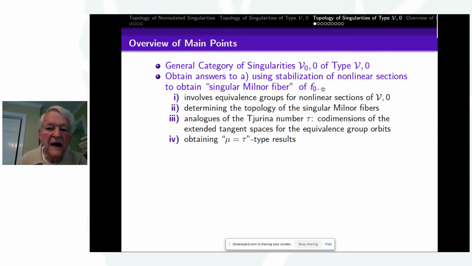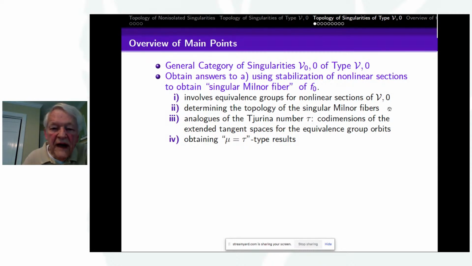And in fact, this goes back to work David Mond did when he was looking at maps from C2 to C3, and he was stabilizing the germs, and the corresponding discriminants that he got from stabilization turned out to be a type of nonlinear section of a stable discriminant. So this is going to involve, in some sense, equivalence groups for these nonlinear sections.